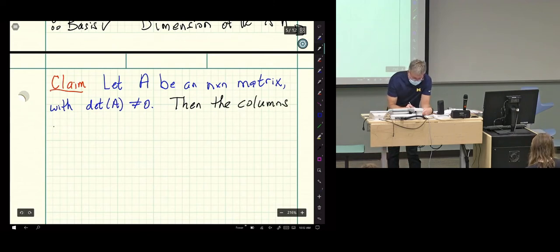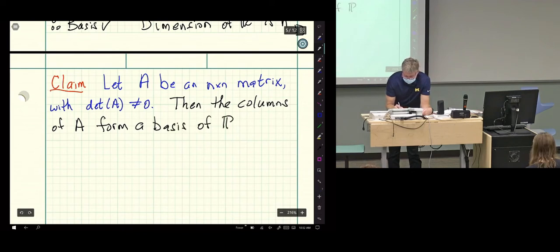Then the columns of A form a basis of Rn.